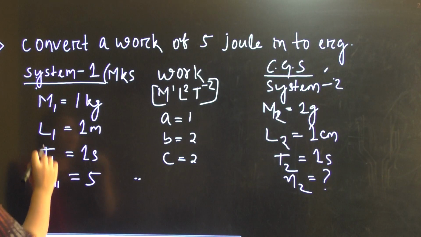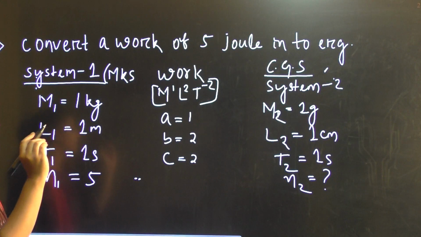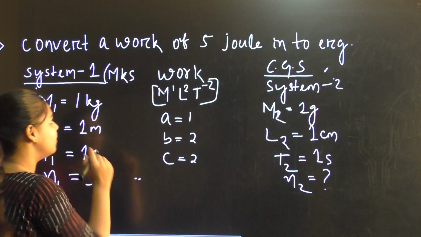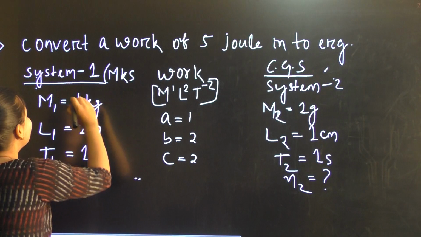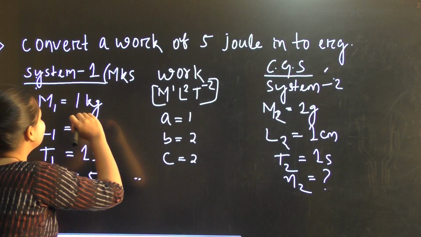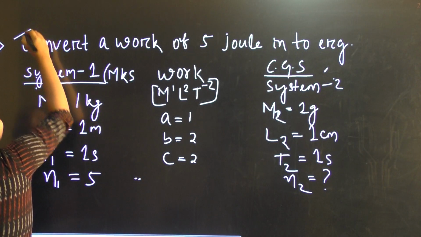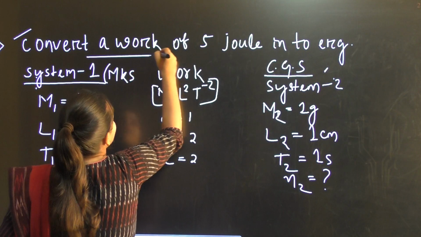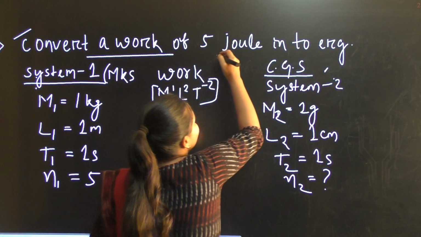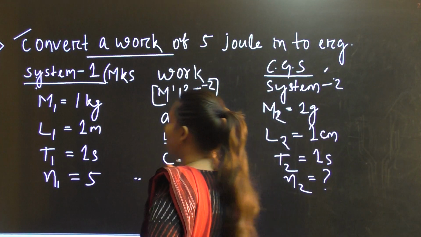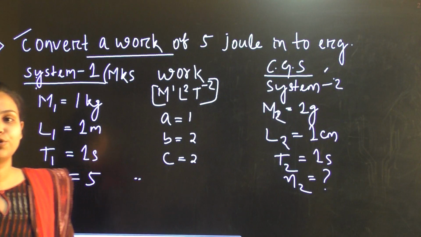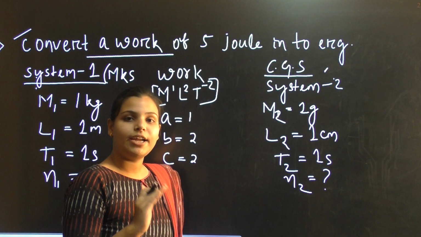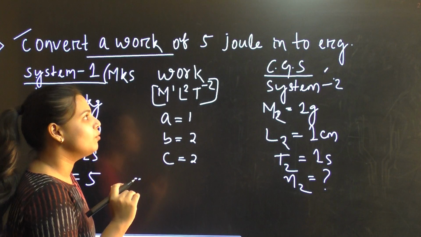Then, convert a work of 5 joule into erg. This is the first application, the question you are given. The question is to convert the work of 5 joule into erg. It means one system is given to you, that is joule, and you have to convert that joule into erg. How can you convert?